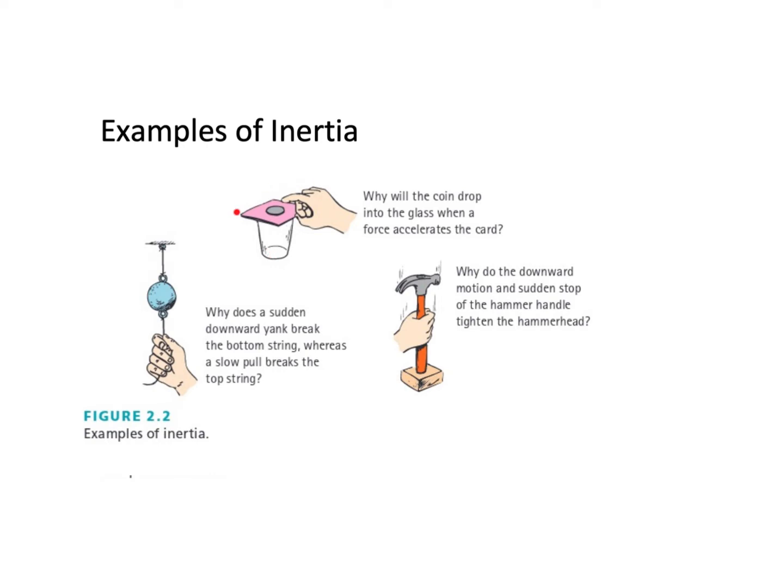And this is very similar to the tablecloth trick that we talked about in the last slide. If you flick the card so that it accelerates very quickly, the friction of the card and the coin is not enough to move the coin with that high acceleration, and so the coin just wants to stay where it is, and when the card is no longer underneath it to support it, it falls into the cup.